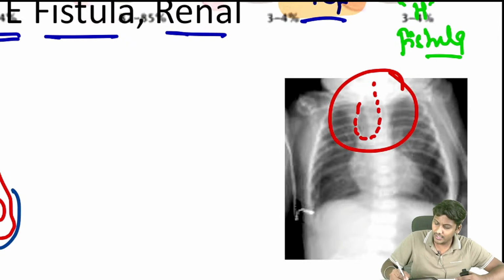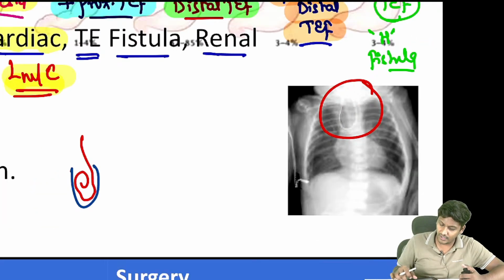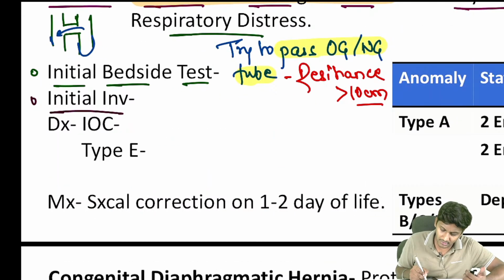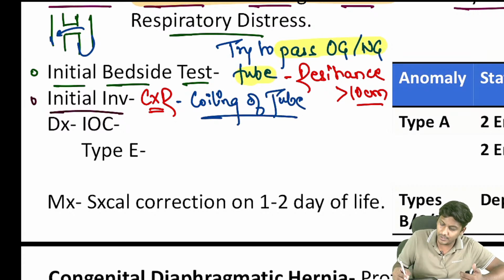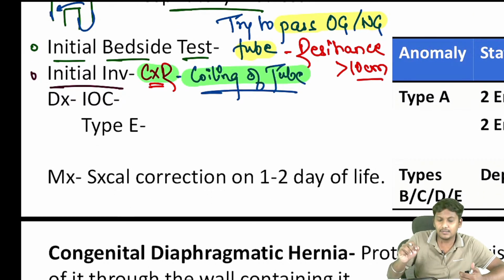Okay, so definitely coiling of the nasogastric tube or the orogastric tube is seen inside the esophagus, and that is the definitive hint that the child is having esophageal atresia. So the initial investigation is nothing but a chest X-ray which shows what? It is going to show us the coiling of the tube. So if you are able to see coiling of the tube on a chest X-ray, बच्चे, that is classically a hint of esophageal atresia.